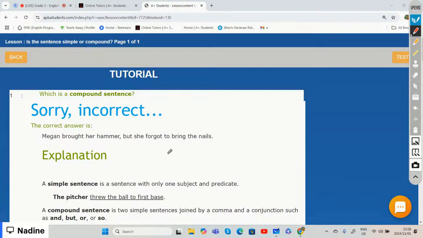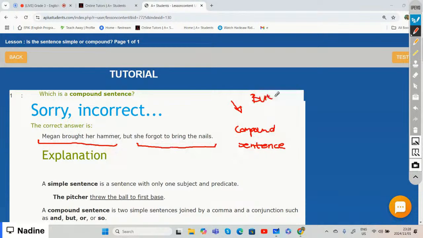And if we look at that specific sentence, the first sentence, this is a compound sentence. And the reason why it's a compound sentence, then yes, we can say it is joined by a conjunction, which is but. Yes, well done. It's joined by the conjunction but.